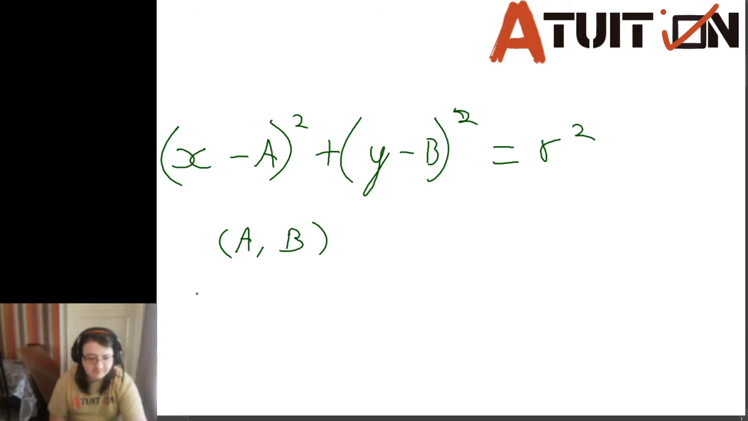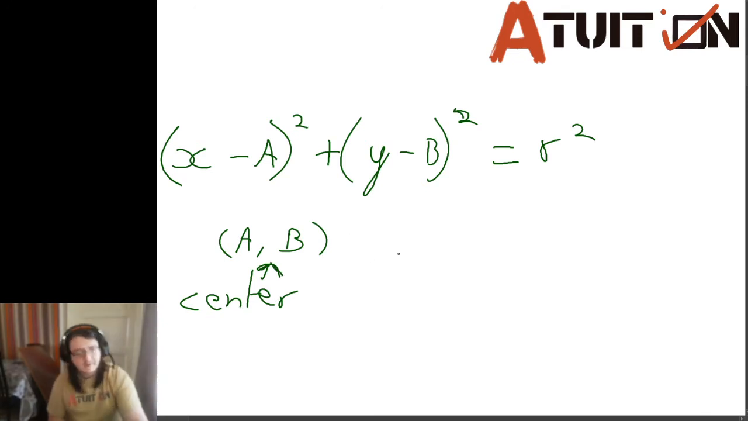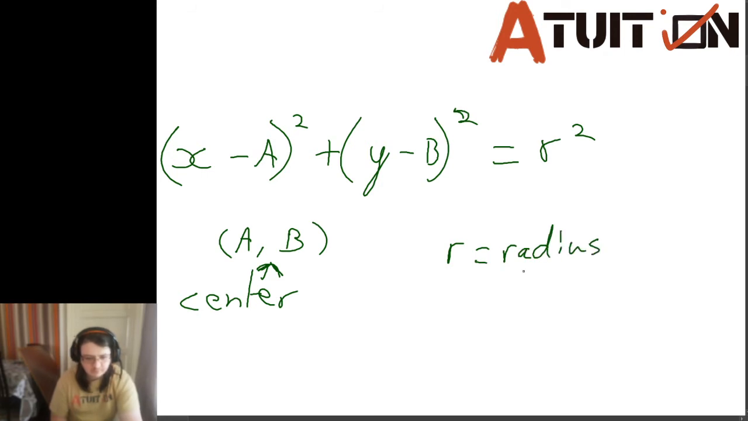So this is the center. So that's the center of the circle, (a, b). We've got minus a, minus b. Make sure that makes sense. And then we've got the radius squared. R stands for radius, so r is the radius. Okay, so this is the standard format of the equation of a circle.